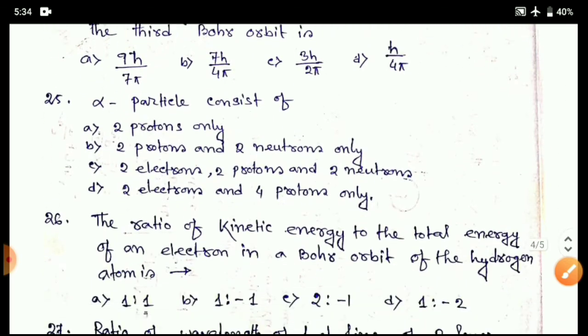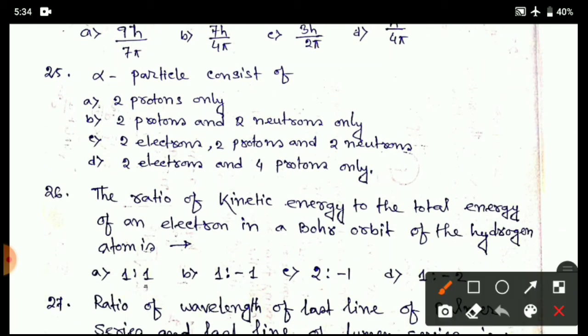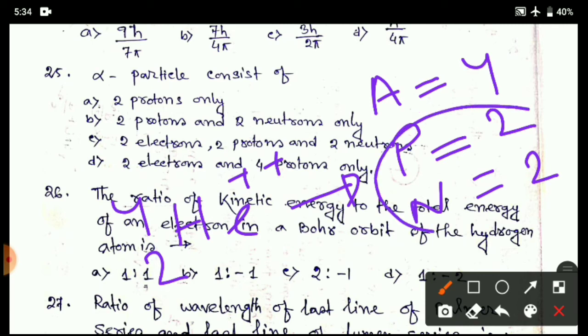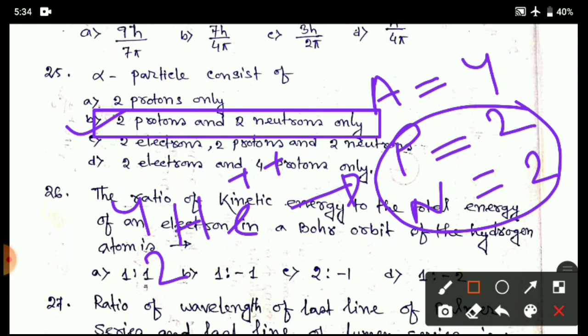Next is 25. Alpha particle consists of. Dear student, an alpha particle is doubly ionized helium, so it is helium 2, 4, doubly ionized. So it has 2 protons, and its atomic mass number is 4, and its neutron number is 4 minus 2, which is 2. So 2 protons and 2 neutrons. So option B is the right answer, 2 protons and 2 neutrons only.